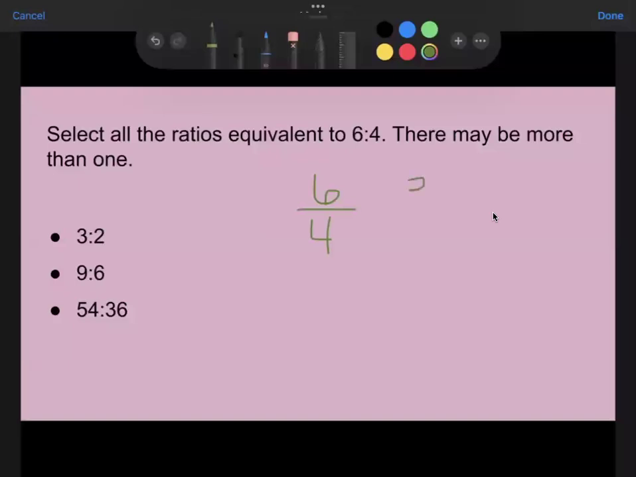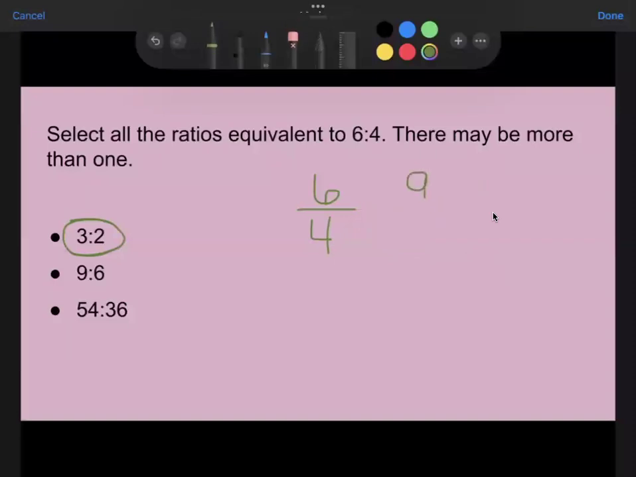Our first choice is 3 to 2. Well, 6 times 2 is 12, and 4 times 3 is also 12. So this one, 3 to 2, is equivalent to 6 to 4. So let me erase that and we'll check one of the other choices.